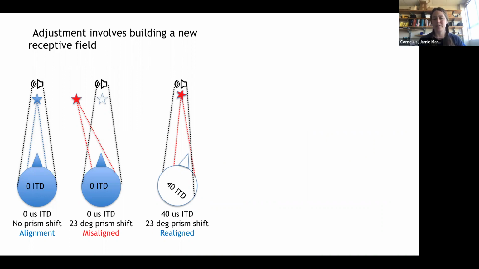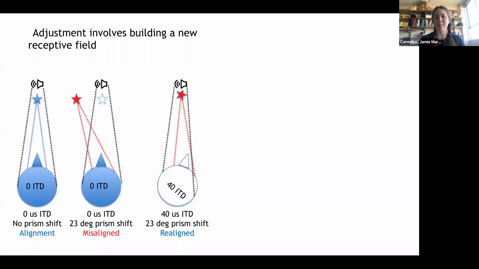When you put on prism goggles, now you have an unnatural situation, right? If you put a sound directly in front of the bird, it still has a 0 interaural timing difference, but when it looks there, the bell's not there. The bell is now shifted 23 degrees in this example to the left of the bird. And so when it looks at the bell and the sound, there's no visual feedback that says, yes, that was a correct head movement. Instead, the visual feedback is shifted a little bit.